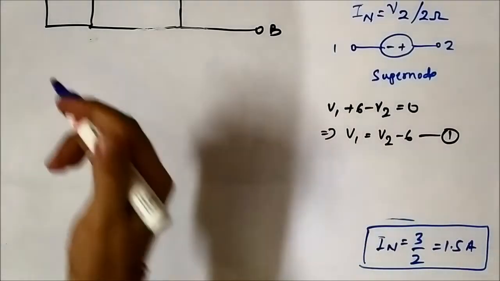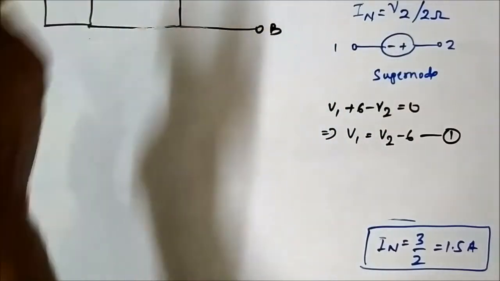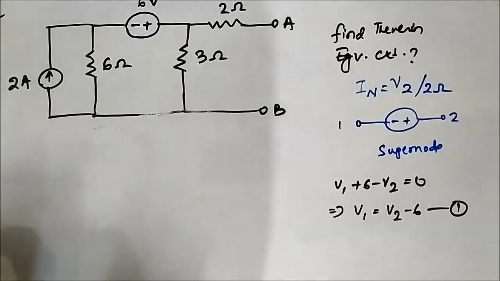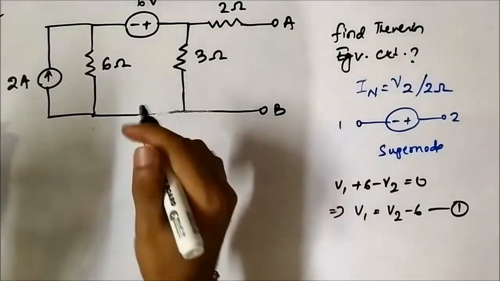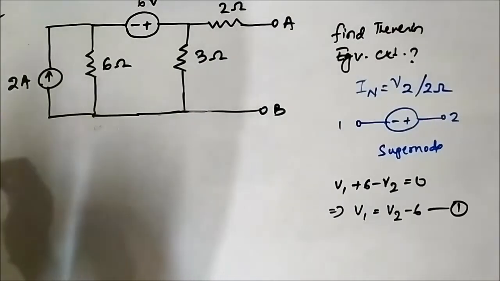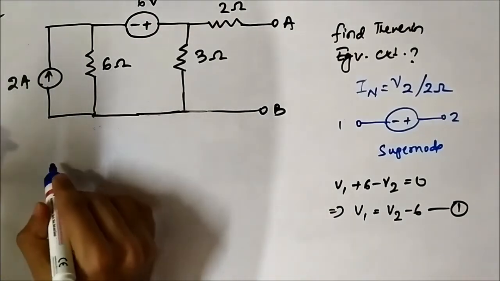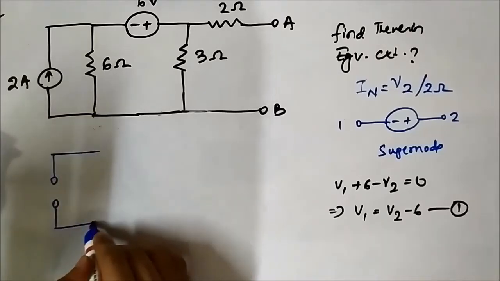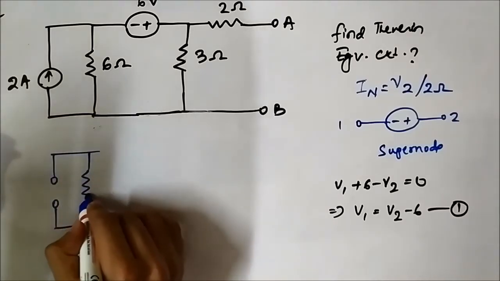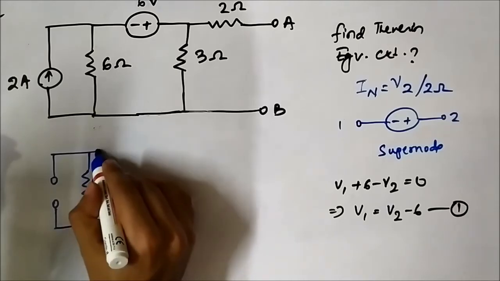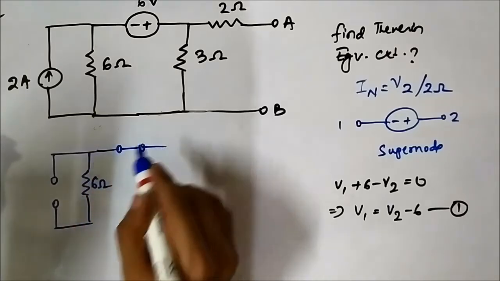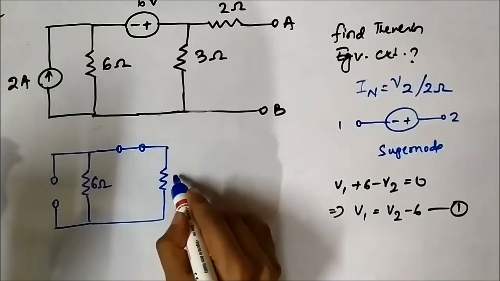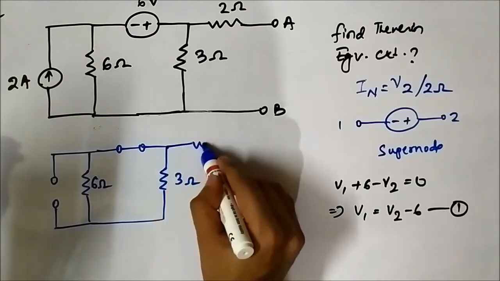So for that what we have to do is determine the equivalent resistance deactivating all the independent sources. Okay, we have to determine the equivalent resistance. So voltage sources will be short circuited, current sources will be open circuited. So here the current source is getting open circuited, 6 ohm, the voltage source is getting short circuited, 3 ohm, and this is 2 ohm.